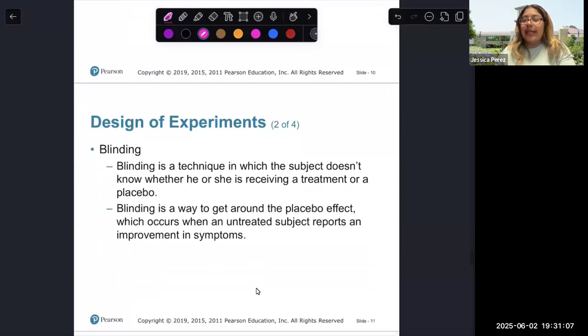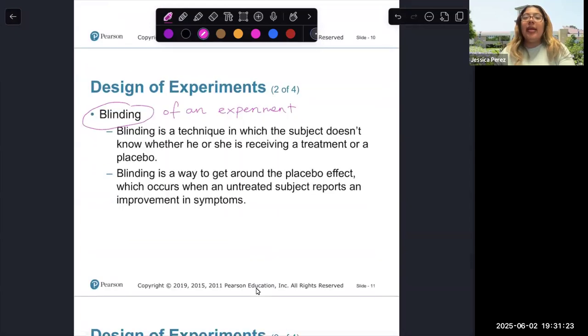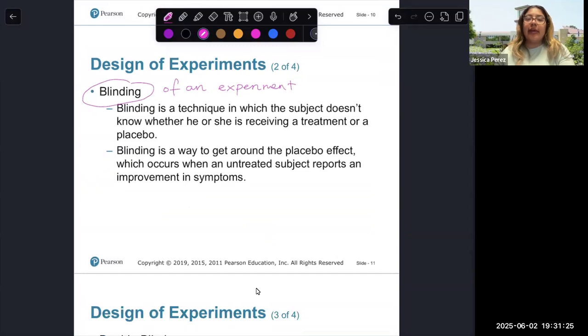There's also blinding. Blinding, which relates to the placebo effect, means that the subject does not know whether he or she is receiving the actual treatment or a placebo. Blinding is also around the placebo effect, which occurs when an untreated subject reports improvements in symptoms. So again, this is your brain telling you, oh, I did actually get better, when in reality, this person was actually untreated.